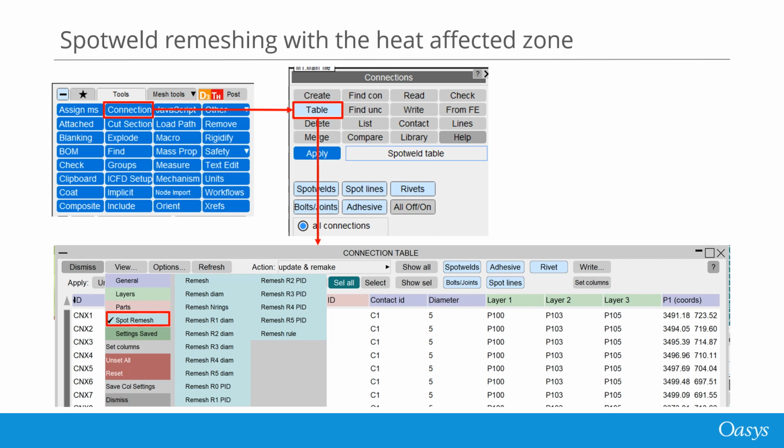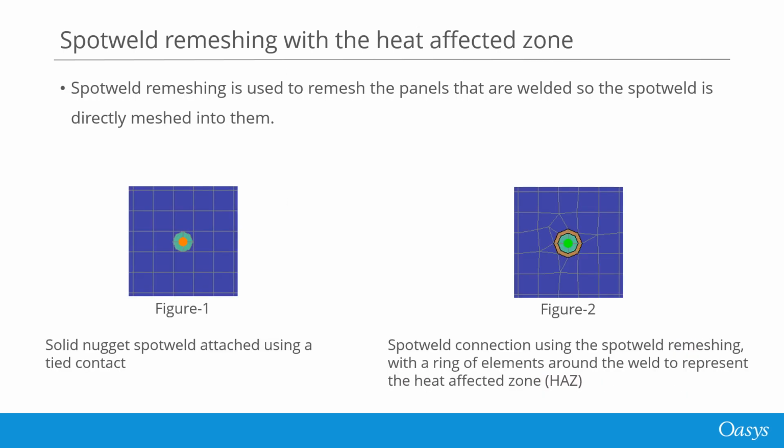Spotweld remeshing is used to remesh the panels that are welded so the spot weld is directly meshed into them. Figure 1 on the left shows a normal 4 solid nugget spot weld which is attached using a tight contact. Figure 2 on the right shows the same spot weld connection but using the spot weld remeshing, creating a ring of elements around the weld to represent the heat affected zone. These elements are moved to a different part so the material properties can be different.